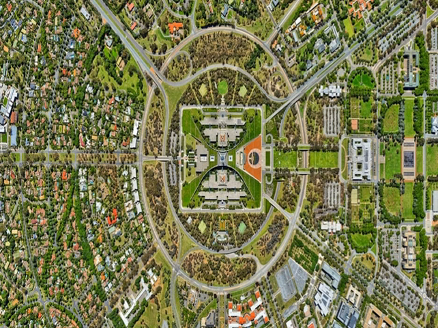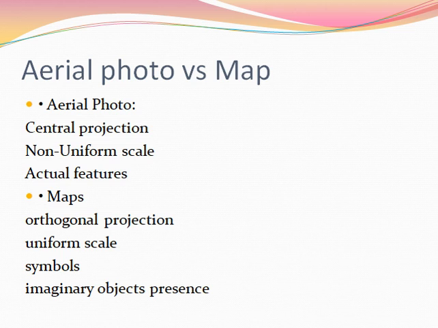Aerial photography versus map. Aerial photography contains central projection, non-uniform scale, and actual features, while maps include orthogonal projection, uniform scale, symbols, and imaginary objects. That is the difference between aerial photo versus map. So this is all about aerial photography.